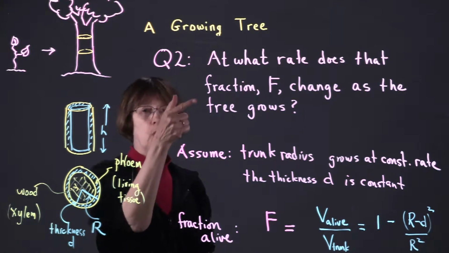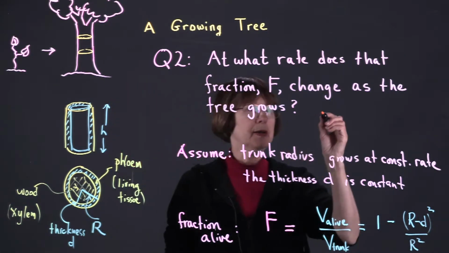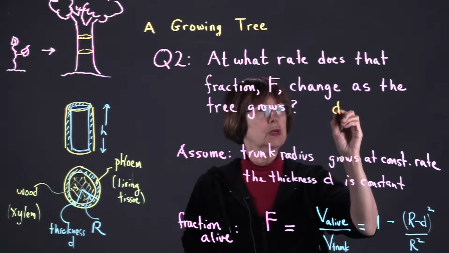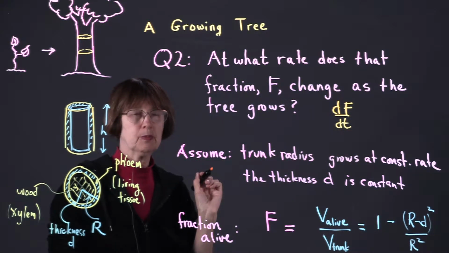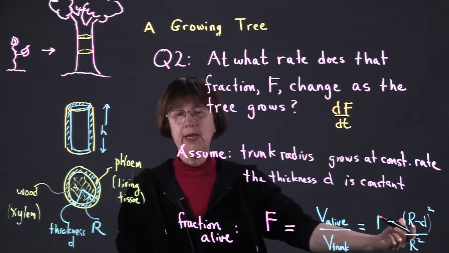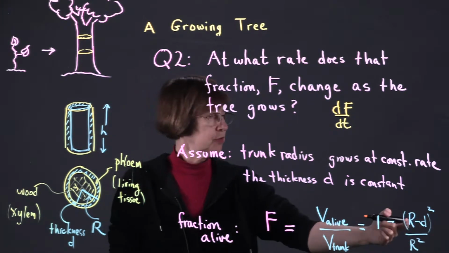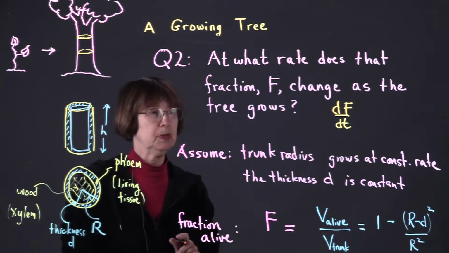So the question is asking us something about the rate at which F changes with time. So in other words, we're going to be finding the derivative of F, but notice with respect to the variable t for time. Clearly, F is a function of the radius and the thickness, but in turn, the radius is changing with time, so F as well depends on time.